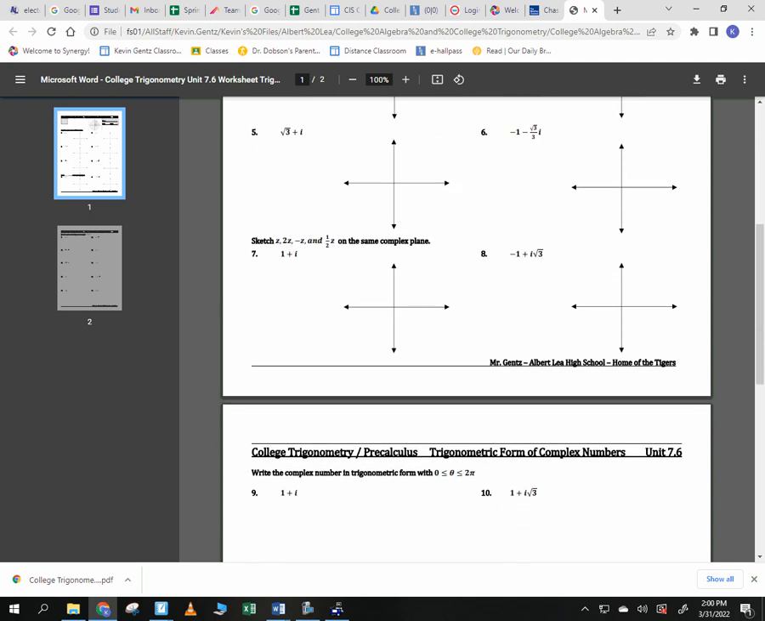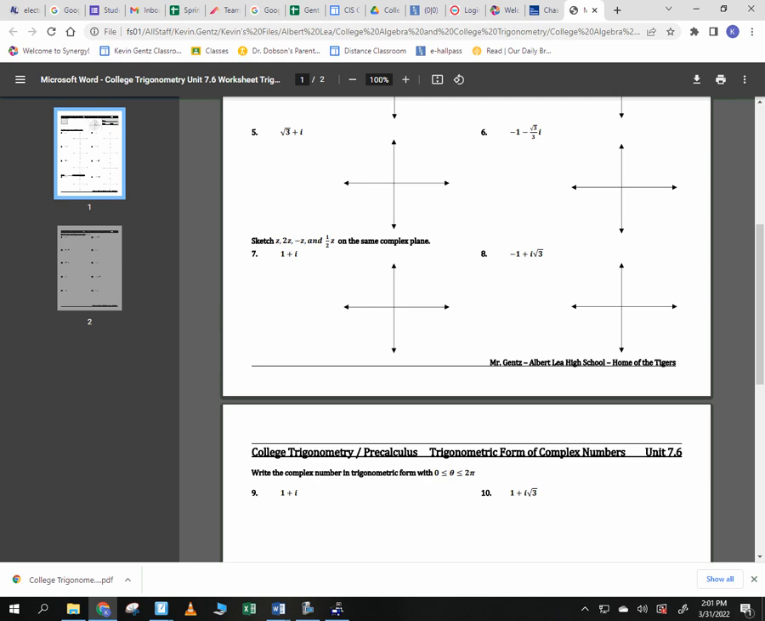Then look at 7 and 8. Does it say to place them into trigonometric form? No. It simply says sketch z, which is that number right there, and then sketch 2z. How does 2z compare to 1 plus i? What would 2z be? 2 plus 2i. And then you see the negative and the half. So just put all 4 of them kind of in that space.